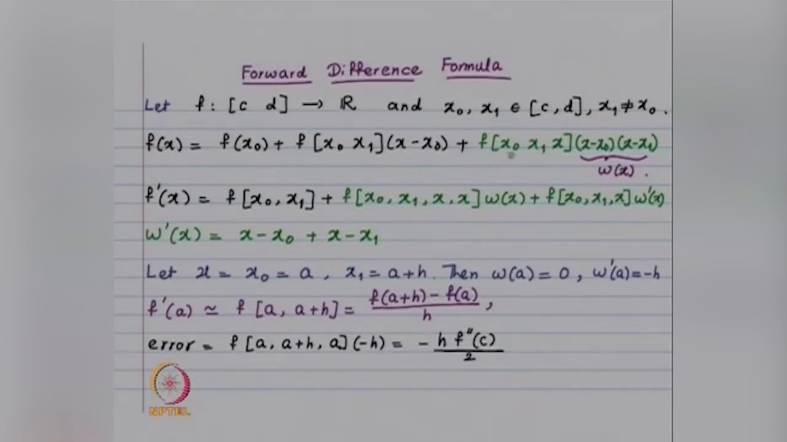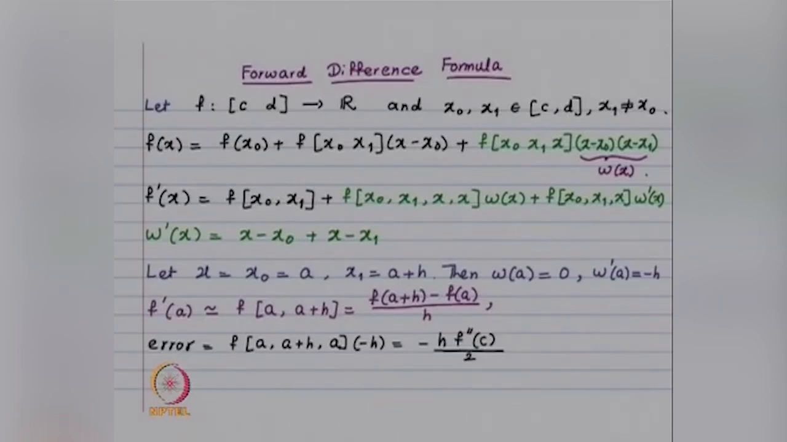The error term has this divided difference and our function w(x). Take the derivative of both the sides, f(x0) is constant. So f'(x) will be equal to the divided difference f[x0, x1] plus, now the derivative of this we know is nothing but adding one extra x, so it will be f[x0, x1, x, x] multiplied by w(x). We are applying the product rule, plus f[x0, x1, x] into w'(x). w'(x) will be nothing but (x − x0) plus (x − x1).